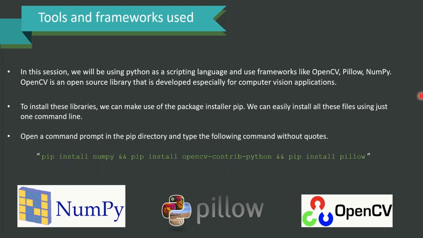Open a command prompt in the pip directory and type the following command without quotes: pip install numpy && pip install opencv-contrib-python && pip install pillow. You can use the installation command as we have conveyed in front of you, and the installation will be smooth if you see it all right.